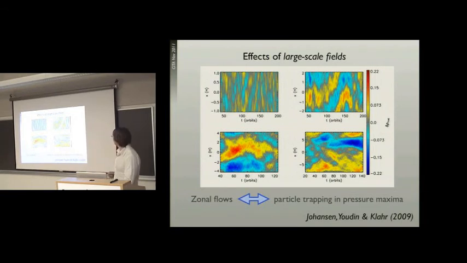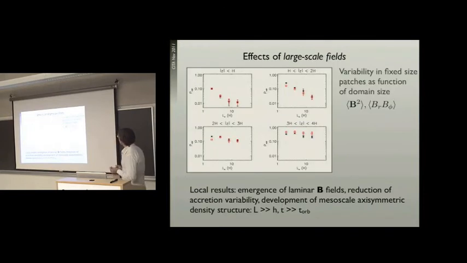Now, something else we see, which is not a direct interest for planet formation, but I think is quite interesting from the point of view of disks, is when we look at the variability in patches within these flows. So what we've done here is to consider the variability in the disk, in the simulated disk, in fixed sized patches as a function of the domain size. And the different symbols here are showing the total magnetic energy and a measure of the magnetic stress. And the panels here show different places within the disk.